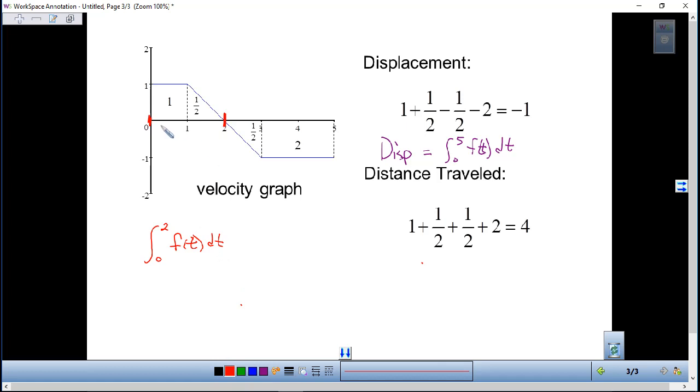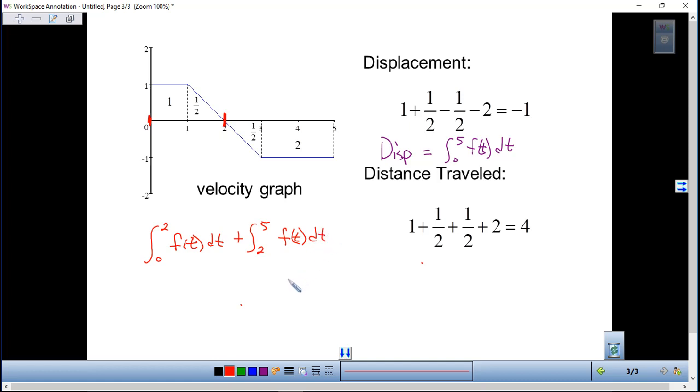We have to split it up into 0 to the first 0, literally 0 to the 0 of the function is what I mean. And then from that 0 of the function to either where it ends or where it has another 0. So we would add the integral from 2 to 5 of f of t dt.